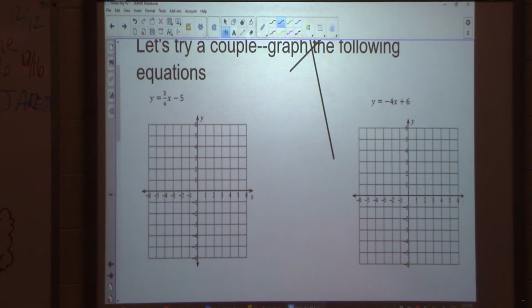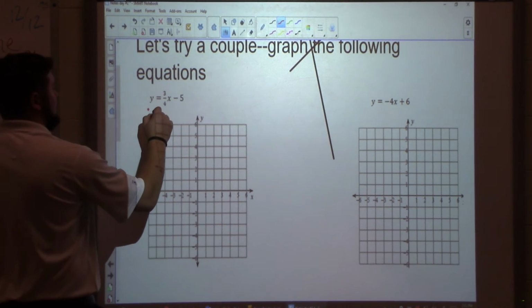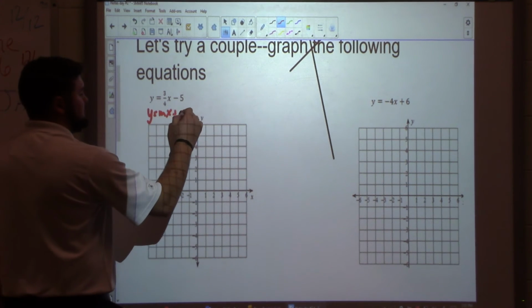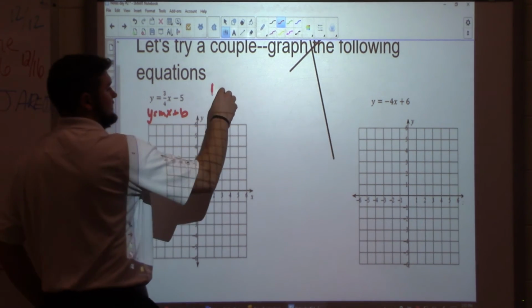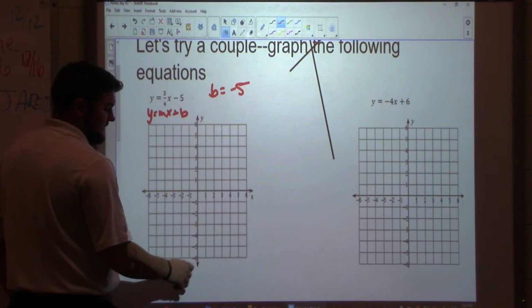Miss Wick, how do I start graphing that? You have to find your y-intercept. Y equals mx plus b. Marissa, what's my y-intercept in this case? B, which is negative 5. Good, so negative 5.